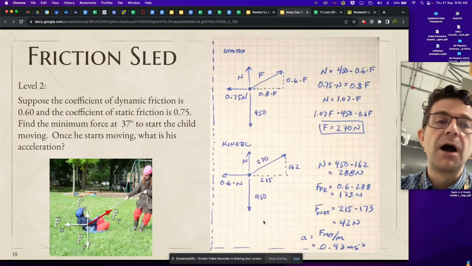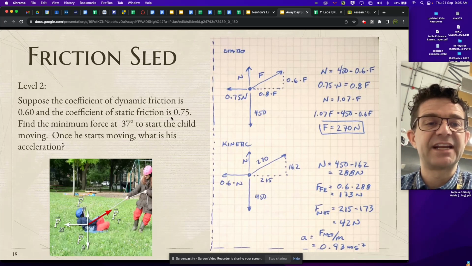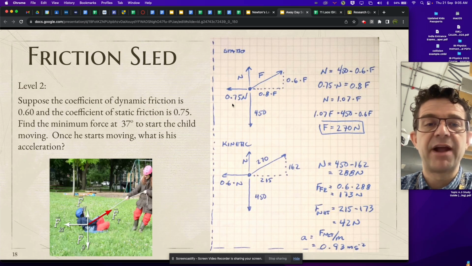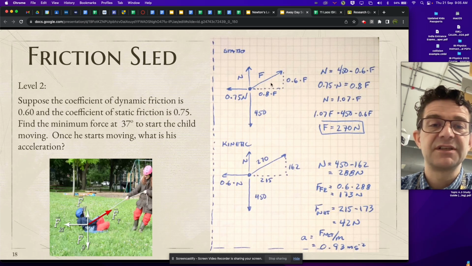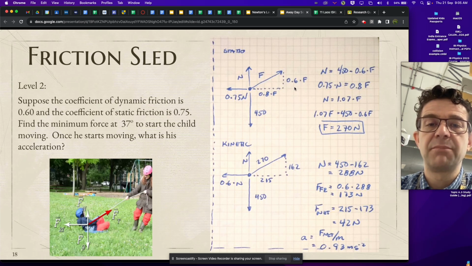Let's see. It says, suppose the coefficient of dynamic friction is 0.6 and the coefficient of static friction is 0.75. Find the minimum force at 37 degrees to start the child moving. In this case, we'll start with the static diagram. We have the force that is being applied, which is now unknown, has 2 components. Fortunately, that 37 degrees, the 3, 4, 5 triangle, means that the horizontal component is 80% of that applied force, and the vertical component is 60% of that applied force.